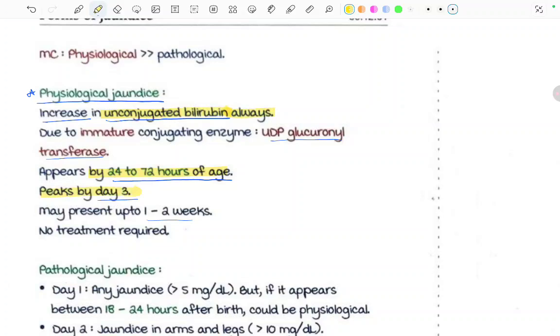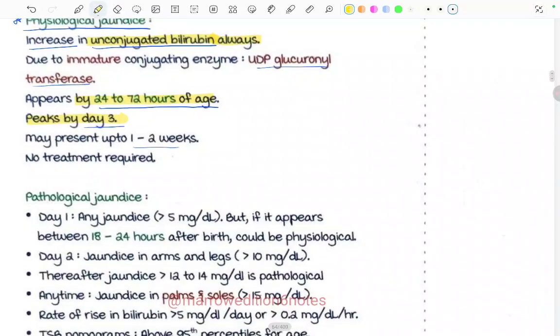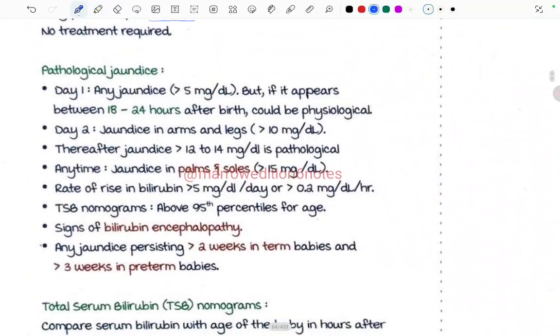Peak is by day 3. Now coming to the pathological jaundice. This is very important for us to understand and remember. On day one, when do we call a jaundice a pathological jaundice? These are all the conditions.